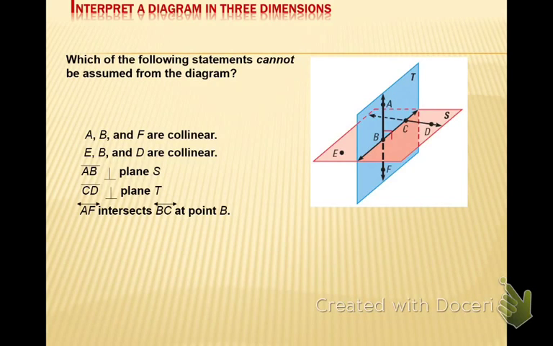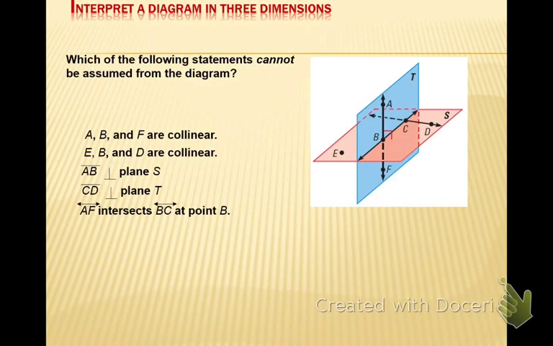What about E, B, and D? Can we assume that? Eva's shaking her head. Why not, Eva? Because they're not all on the same line. Right. It looks like they might be, but there's no line drawn through them, so we can't assume it unless the line is there.